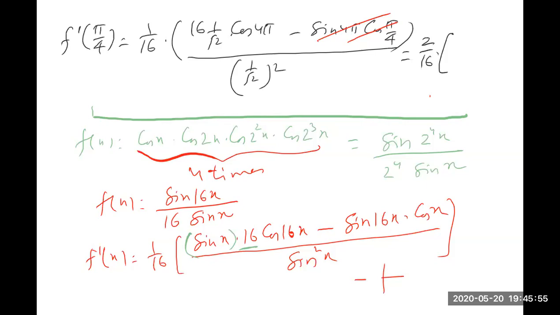Cos 4 pi, cos 0, cos 2 pi, cos 4 pi. Cos graph is like this, see. So this is 0, this is 2 pi, this is 4 pi. So cos 4 pi is 1. So this is 16 upon root 2. So this is equal to under root 2 will be the answer. So f dash pi by 4 will be under root 2. This will be the answer of this question. 16 will cancel. Under root 2 will cancel 2 with under root 2 times.